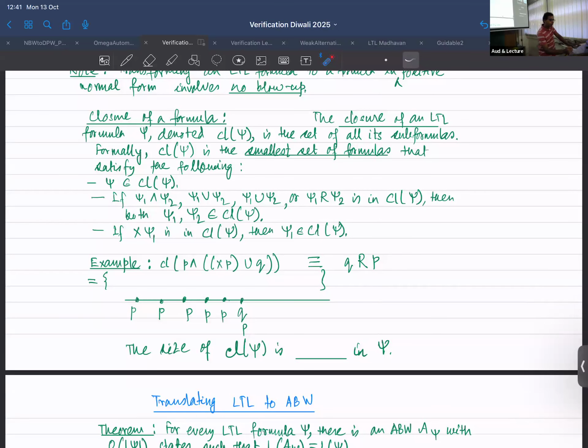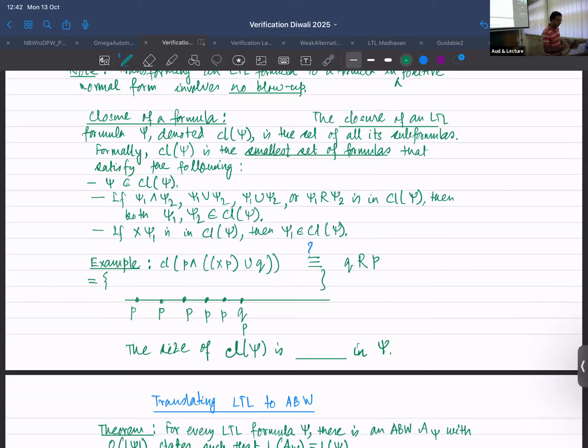Globally P, always P, a word in which you have only P's forever, satisfies Q release P, right? But will that satisfy the formula P and next P until Q? No, because Q should occur. At some point of time, Q should occur. So it's not quite the same.